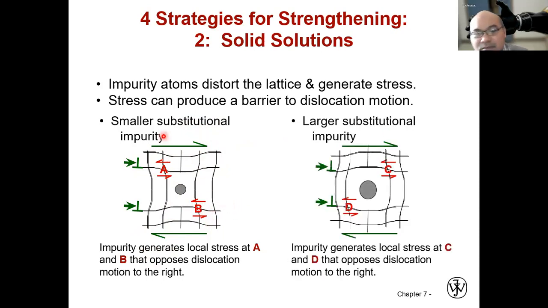The dislocation doesn't move. You can also introduce larger substitutional impurity. The impurity will generate local stress C and D that also oppose the dislocation motion to the right. So either way, either by smaller or by larger substitutional impurity, you can prevent dislocation from moving.